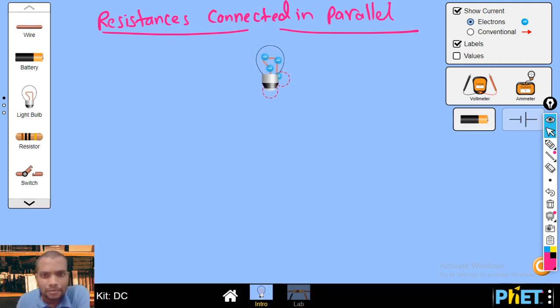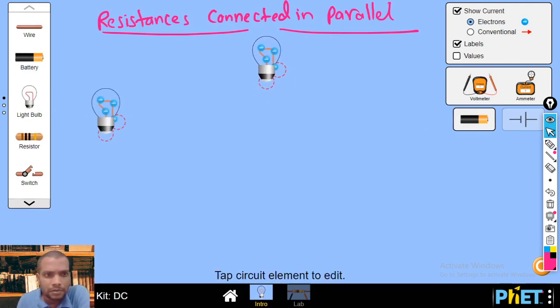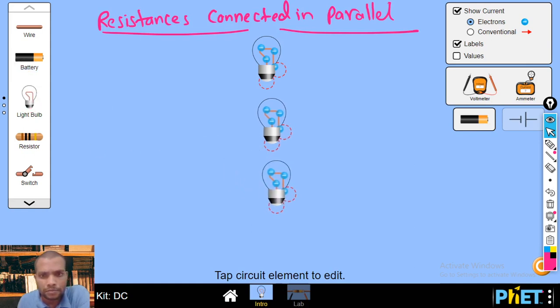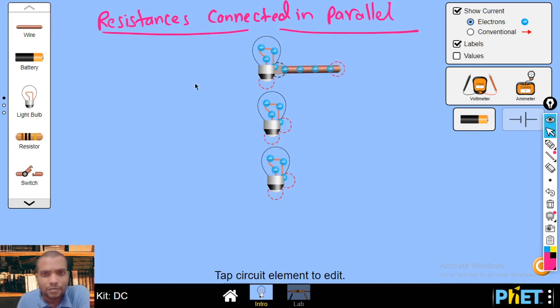So let me take bulbs. I will take 3 bulbs: this is bulb 1, second bulb 2 and bulb 3. These bulbs have different resistances, because a bulb is made up of a tungsten filament. So I am connecting connection wires. These are made up of copper conducting wires.